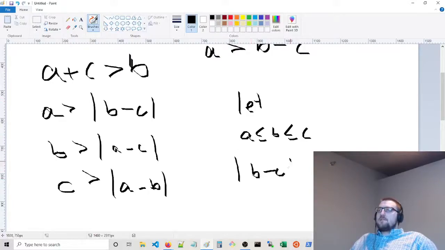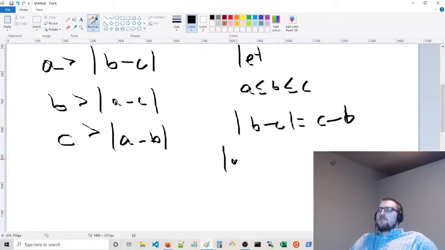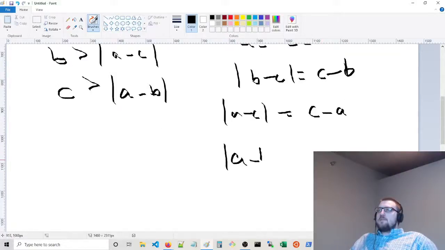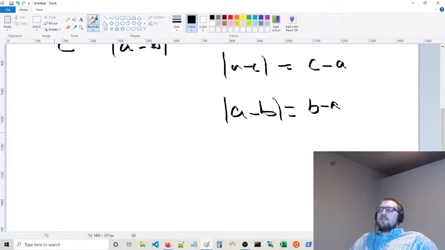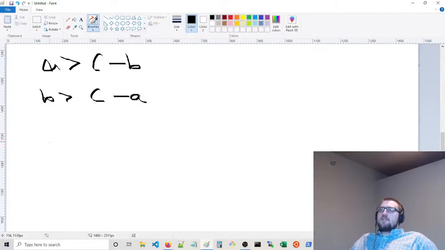The absolute value of B minus C is then C minus B. The absolute value makes things a little bit easier to work with. C minus A. The absolute value of A minus B is B minus A. So we could say A is greater than C minus B, B is greater than C minus A, and C is greater than B minus A.